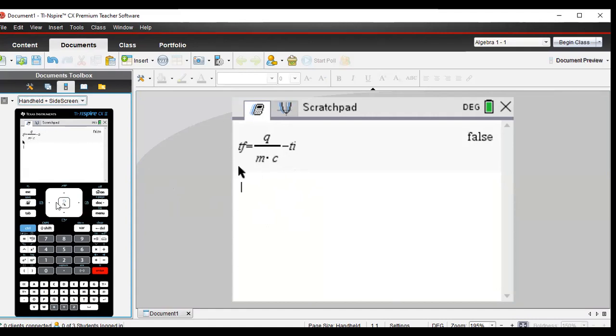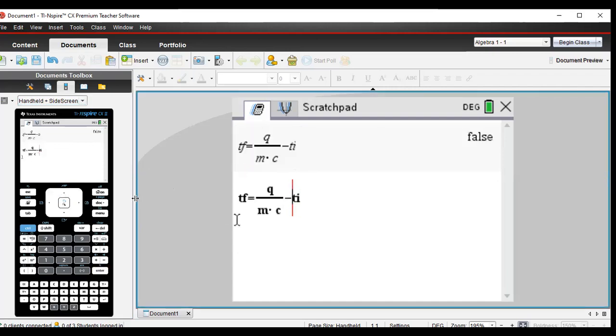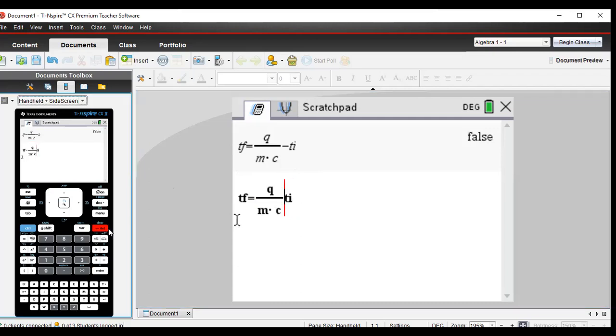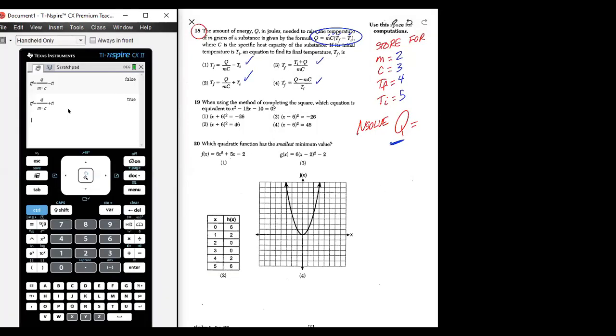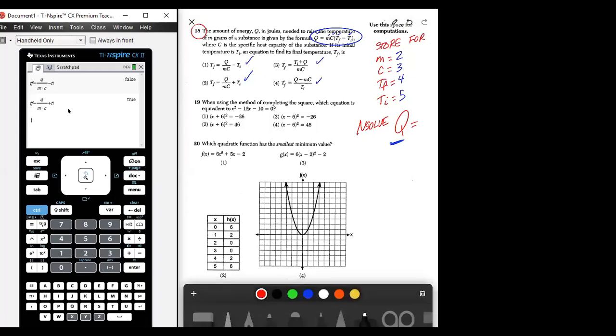So this is not the answer. So what I'm going to do is copy this and change the minus to a plus. That's the second choice. So delete this and put a plus in, and then I press enter. Now I got a true. If I go back to my iPad, you can see that would be answer choice number 2. This one is correct. This one is not correct.